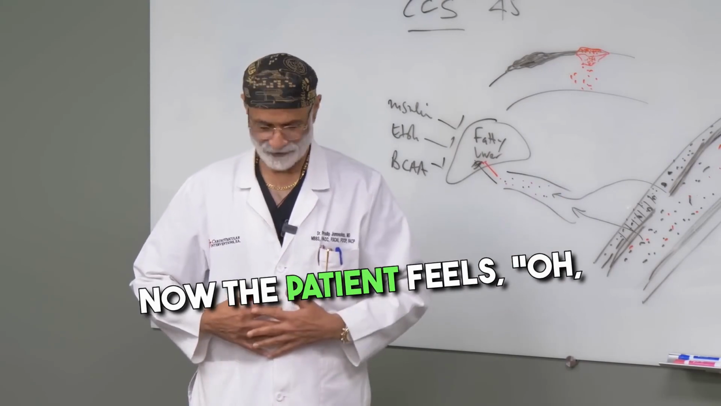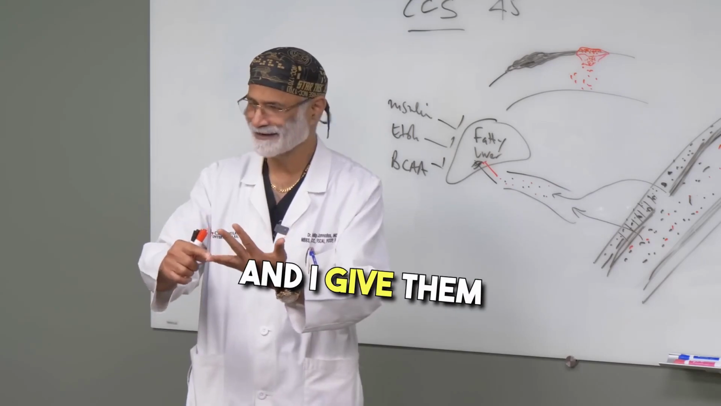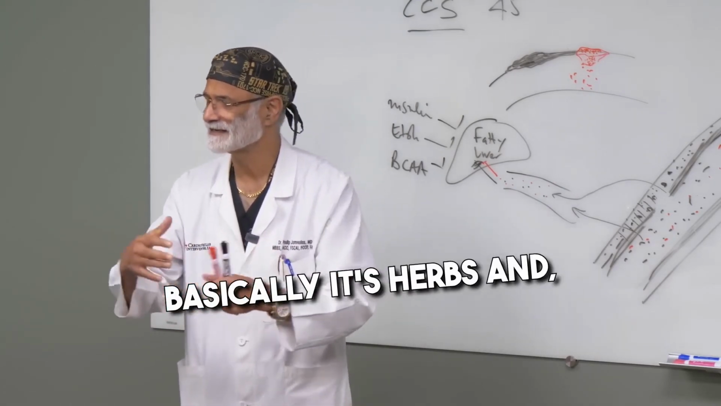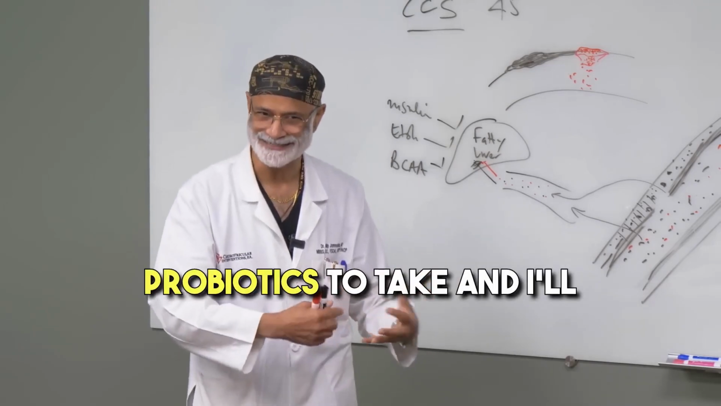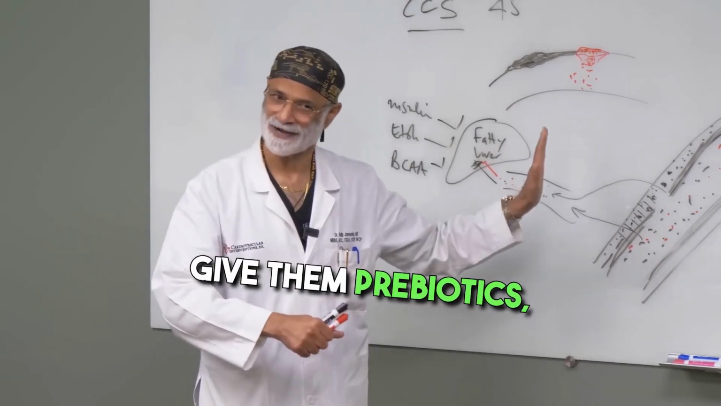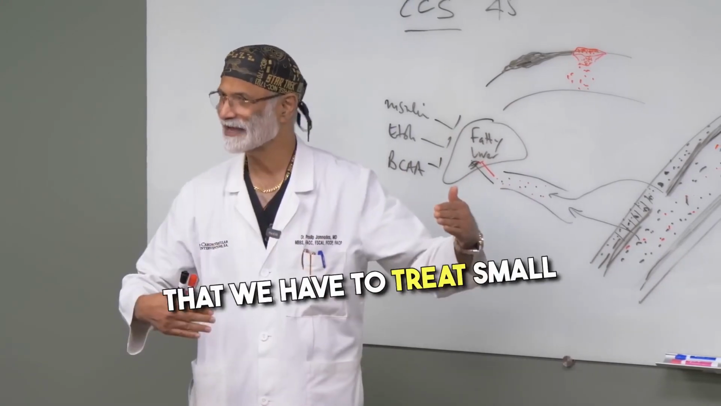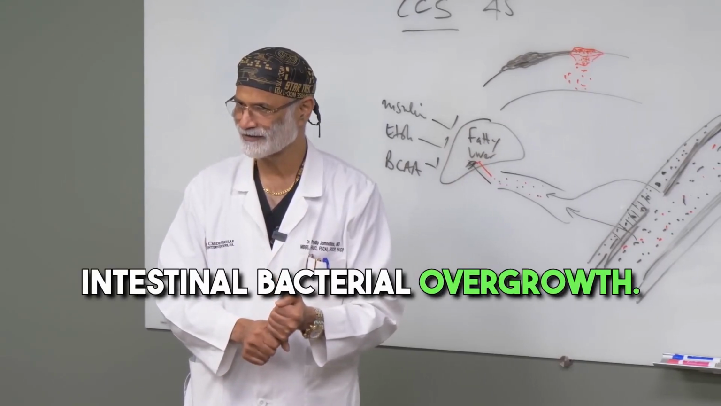Now the patient feels, I feel so much better. And it's simple things. I give them herbs and essential oils. And I'll also give them some probiotics to take, and I'll give them prebiotics, which is a good fiber afterwards. But there's a whole protocol that we have to treat small intestinal bacterial overgrowth.